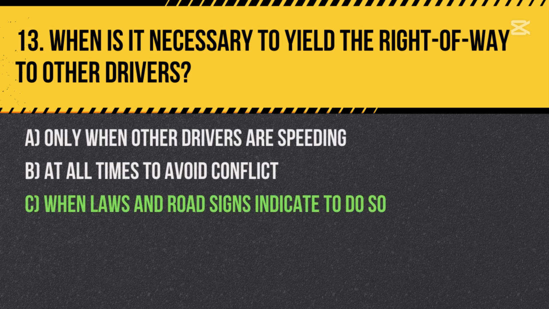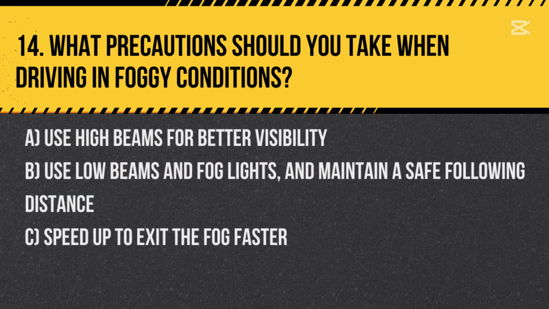Answer: C. When laws and road signs indicate to do so, yielding the right-of-way is essential for preventing accidents and ensuring smooth traffic flow. Question 14. What precautions should you take when driving in foggy conditions? A. Use high beams for better visibility. B. Use low beams and fog lights and maintain a safe following distance. C. Speed up to exit the fog faster.